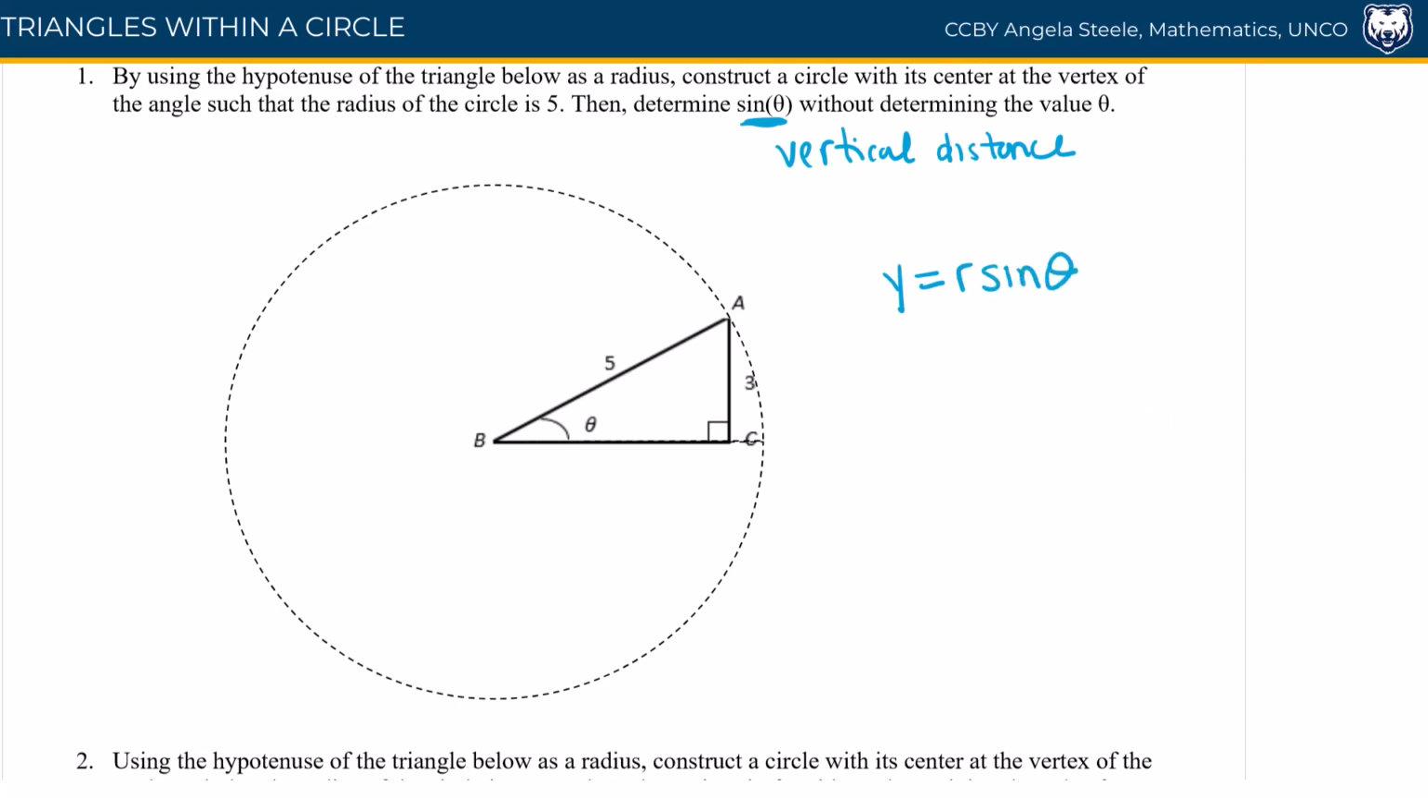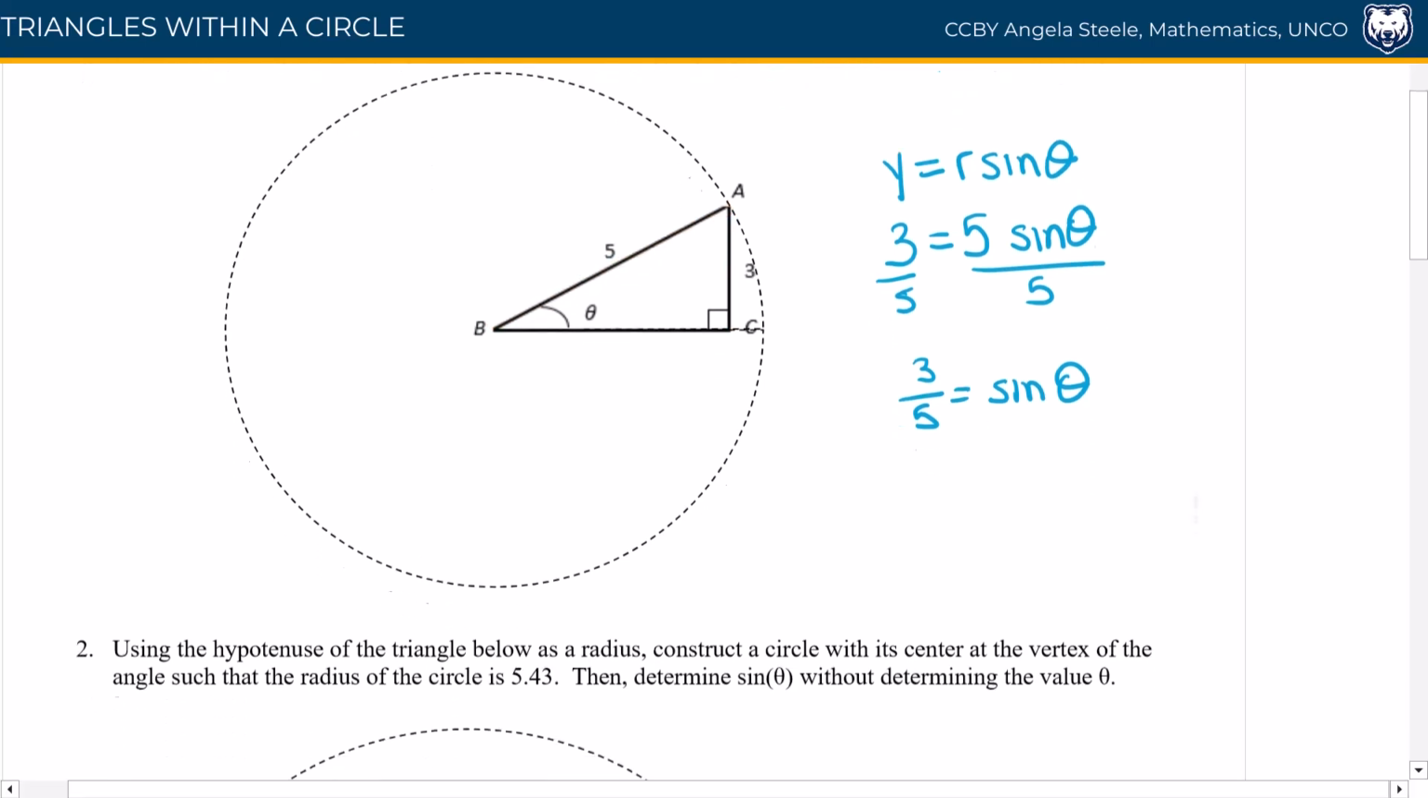And then the y value in this case, remember we're looking at this as our circle like we've done before. The vertical distance is 3 equals our radius, 5, times sine of theta. To get sine of theta by itself, we divide both sides by 5. So we get 3/5 is equal to sine of theta. And then we can stop there because we're looking at sine of theta and not theta, so we don't have to do the inverse. We will later, but not right now.